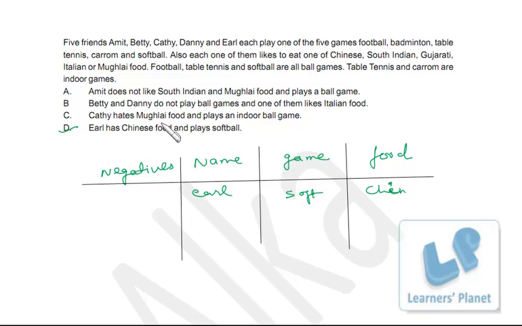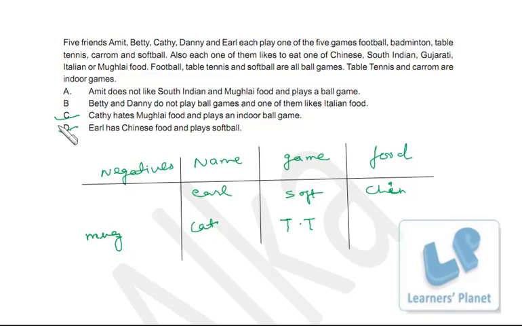Next, Kathy hates Mughlai food and plays an indoor ball game. Okay, so I just write Kathy, she doesn't eat Mughlai, so I just put Mughlai in negatives. Then she plays an indoor ball game, so we have ball games: football, table tennis and softball. Softball is already occupied by Earl, and then we are left with football and table tennis, but she is playing an indoor game, so it should be table tennis, so I just write TT. Okay, so the negative I have mentioned over here, and the remaining information.